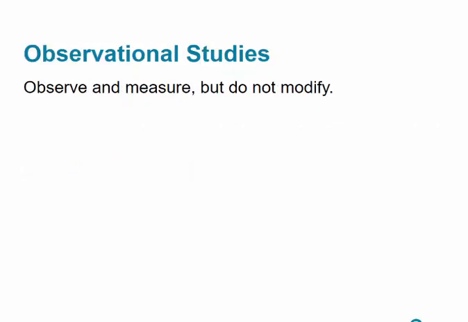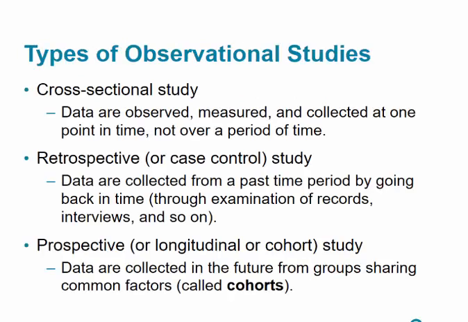Observational studies observe and measure, but do not modify. So some types of observational studies: cross-sectional study, where data are observed, measured, and collected at one point and not over a period of time. Retrospective or case control study, where data are collected from a past period by going back in time through examination of records, interviews, and so on. And then prospective study, this is just data that's collected in the future from groups sharing some common factors called cohorts.